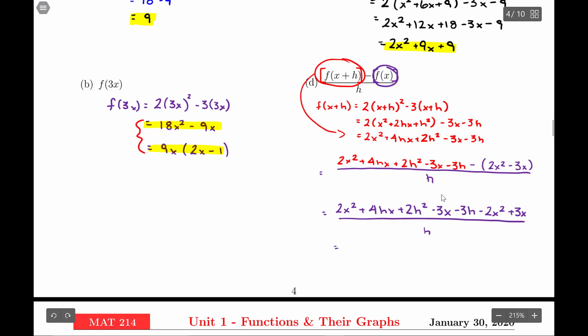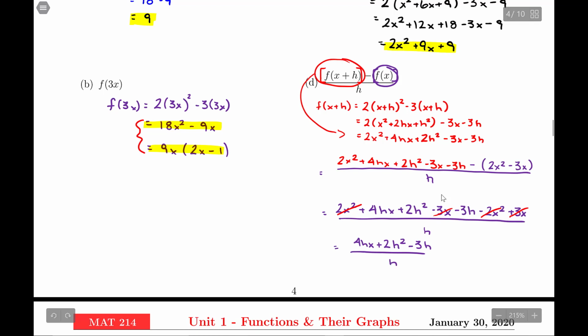Now we can combine like terms. So our 2x squared and our negative 2x squared will cancel. Our negative 3x and positive 3x will cancel. And what we're left with is 4hx plus 2h squared minus 3h all over h.